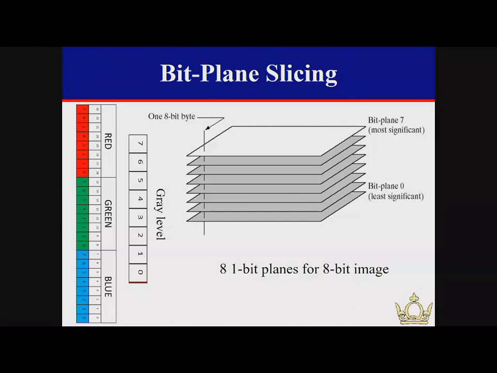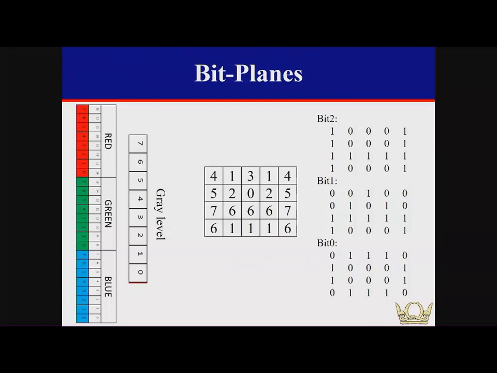This is bit plane slicing. If I have an image like this, it is just numbers. From this image, you can see the pixel values from 0, 1, 2, 3, 4, 5, 6, 7. The maximum pixel value is 7 and the minimum is 0, so for this image we should have 3 bits. If we take out bit 2, the highest bit, we can form a binary image like this. This is a bit plane of bit 2.